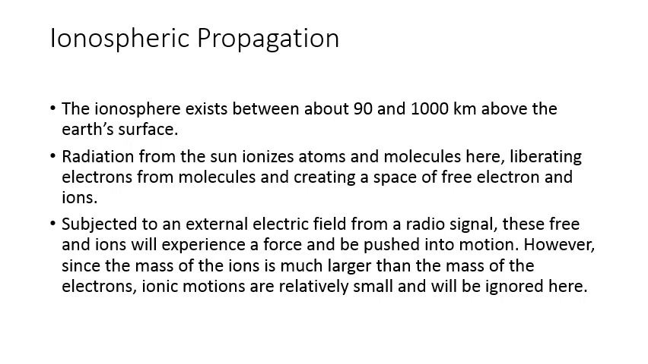As we already discussed, the ionosphere exists between 90 to 1000 km above the Earth's surface, and radiation from the sun ionizes atoms and molecules here, liberating electrons from molecules and creating a space of free electrons and ions. Subjected to the external electric field from a radio signal, these free ions will experience a force and be pushed into motion. However, since the mass of the ion is much larger than the mass of the electron, ionic motion is relatively small and may be ignored. That is why we observe some interesting results here.